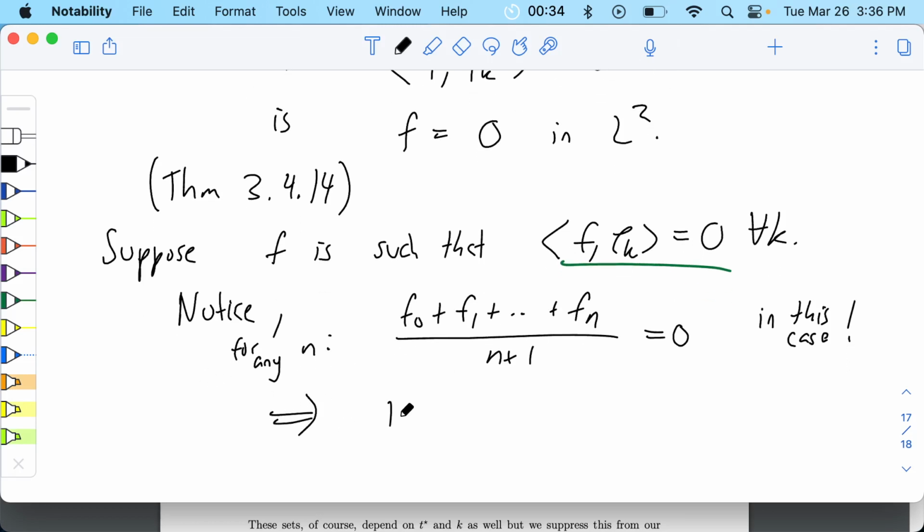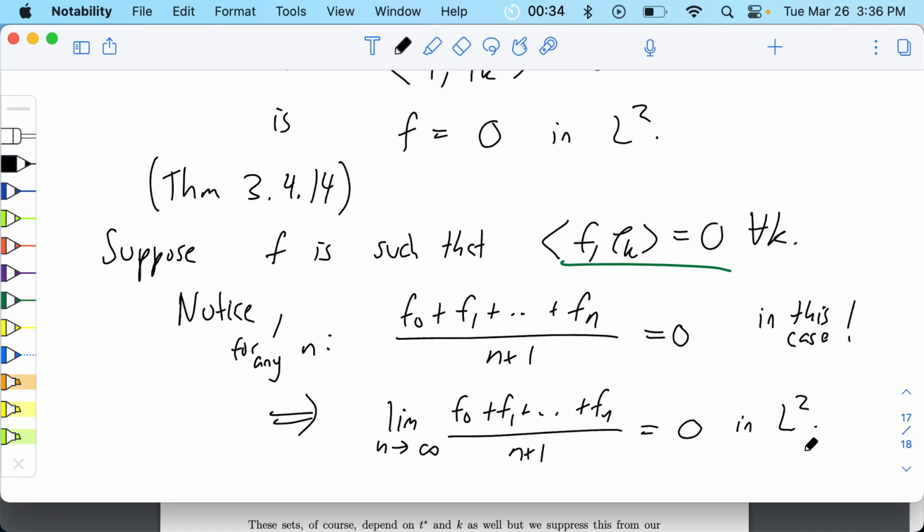Therefore, the limit as n goes to infinity of (f0 plus f1 plus ... plus fn) over n plus 1 equals 0 in L2, right? If it's 0 for every value of n, then you take the limit of 0. What's the limit of all zeros? It's the 0 function, again, in L2.